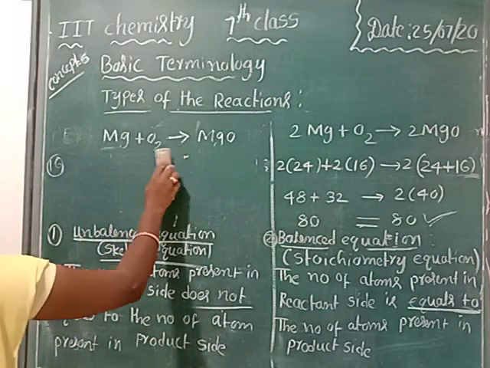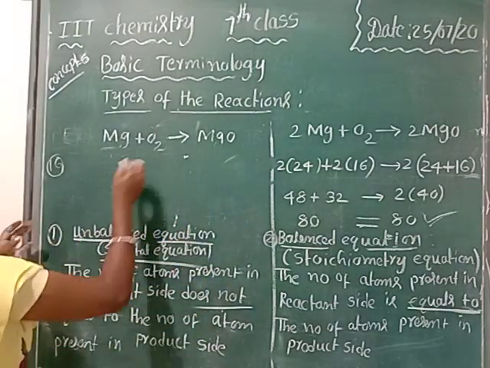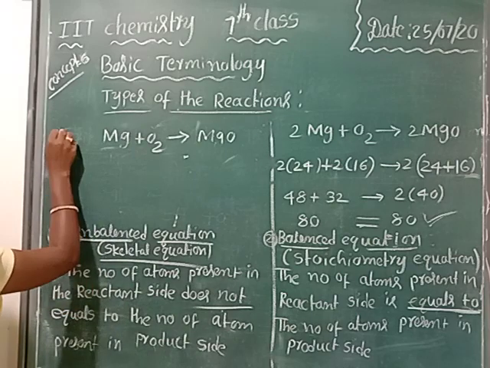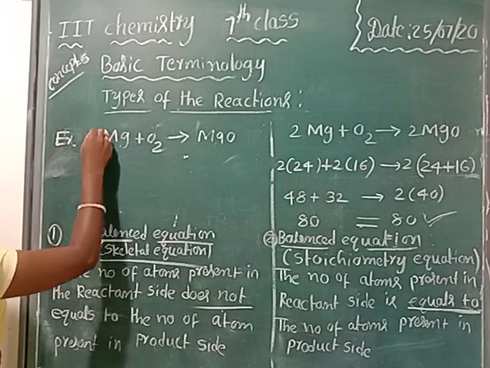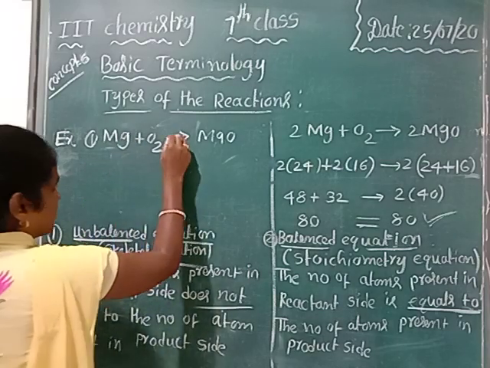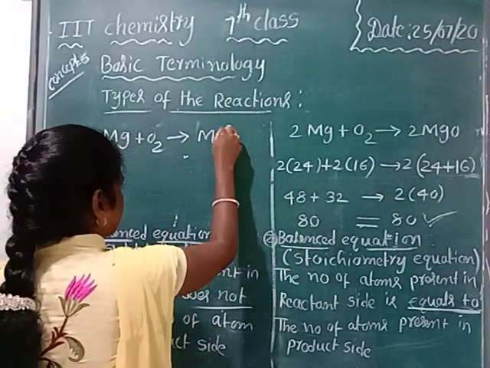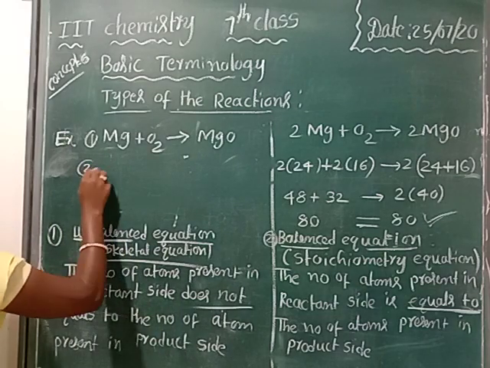We have to write some examples. First example: examples of balanced equation. Examples of unbalanced equations. First example: Mg plus O2 gives MgO. Second example. Here, unbalanced or balanced?